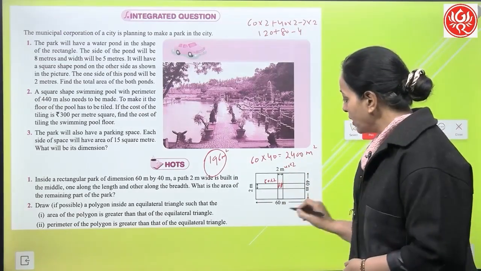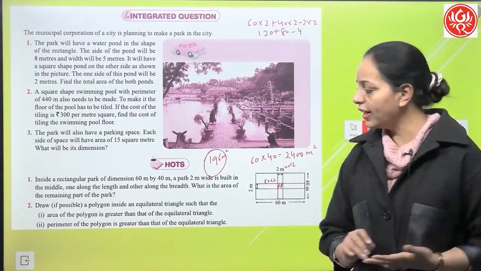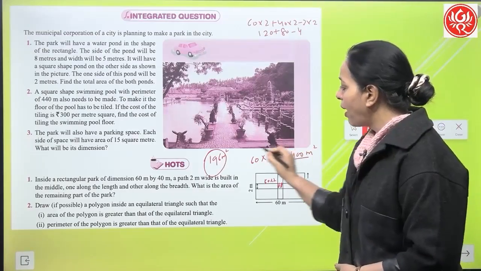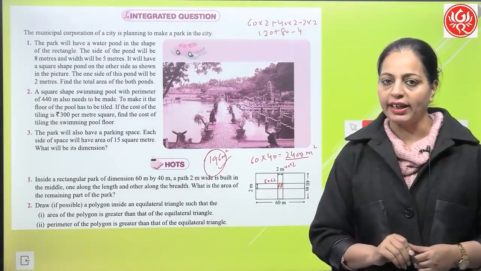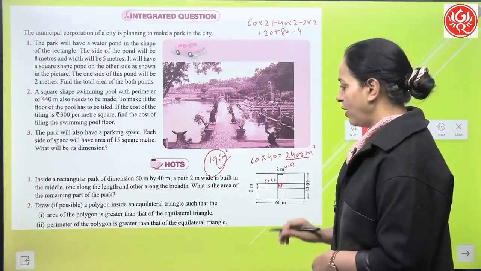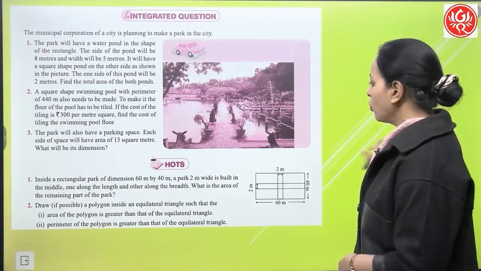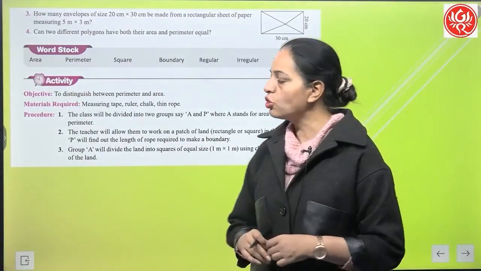So we have to find the area of the remaining part. It means total में से इस part को हम minus कर देंगे. So 2400 minus 196. So that is the area, right? Similarly, you can try second question. Now see a third question.